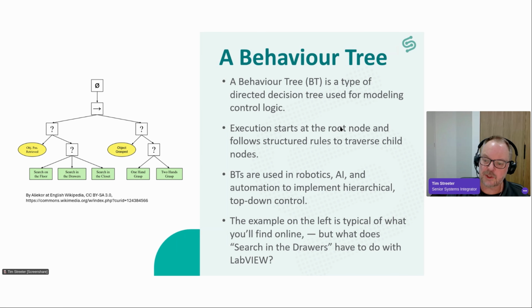I'm just going to read this out. Execution starts at the root node, follows the structure from the top, the root up there, and starts following down, traversing the child nodes. Behavior trees are used in robotics, AI, and automation to implement hierarchical top-down control. But this is typically an example of what you'll find online, because typically they're used in gaming. And I figured, well, if it's good for gaming, if it can do the complexity of controlling a non-playable character, then I think we can do what we need to do to control a launchpad.